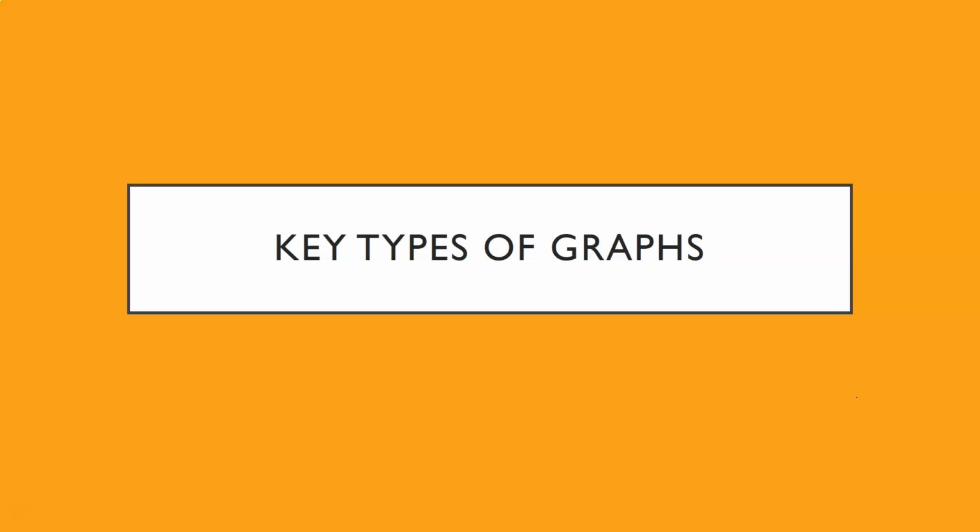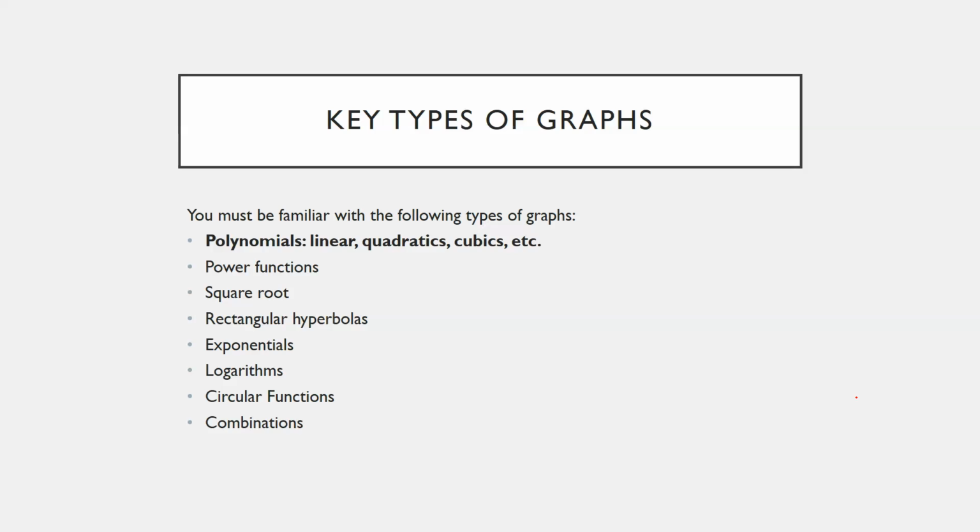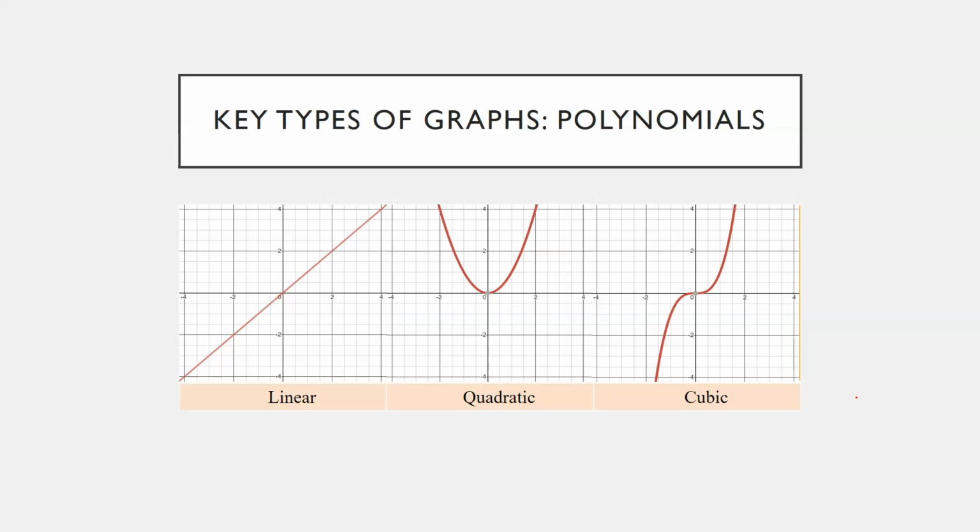Okay, let's start by looking at some key types of graphs. Now, in this video, we're just going to be focusing on polynomials, so linear, quadratic, and cubics. There's another video that focuses on other types of graphs listed here. So key types of polynomials are our linear graphs, our quadratics, giving us parabolas, and our cubics.